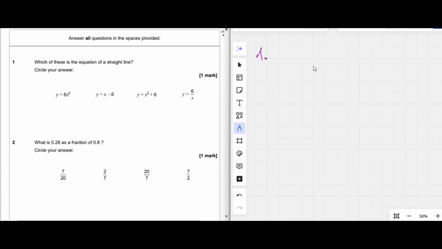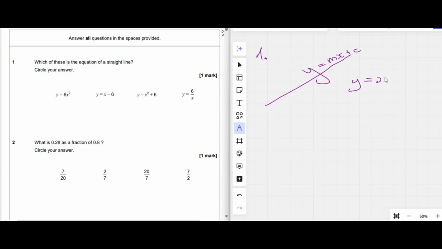Question 1: which of these is the equation of a straight line? The usual form is mx plus c. The first one, 6x squared, would that be a straight line? No. How about the second one, x minus 6? Yes, that will be it.